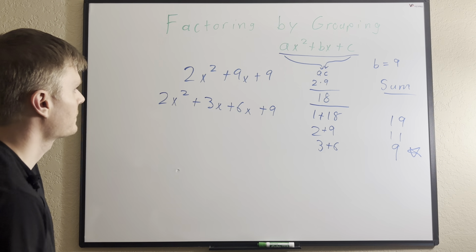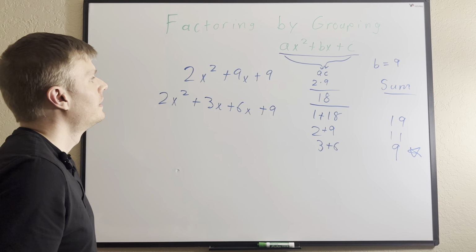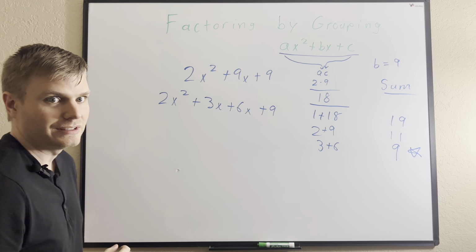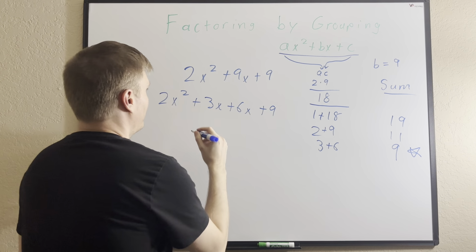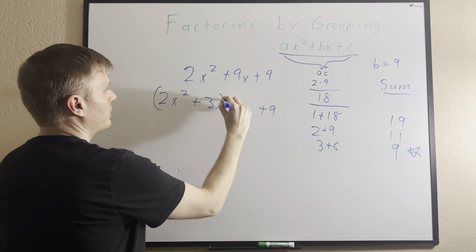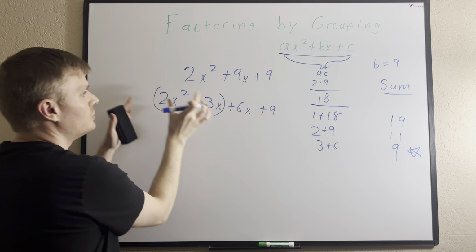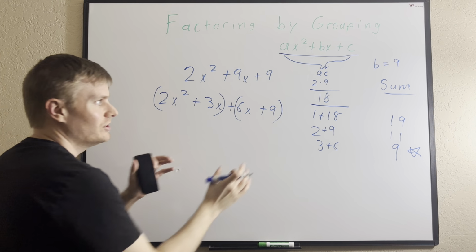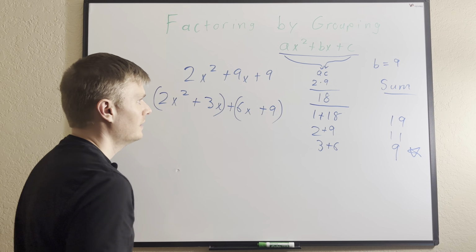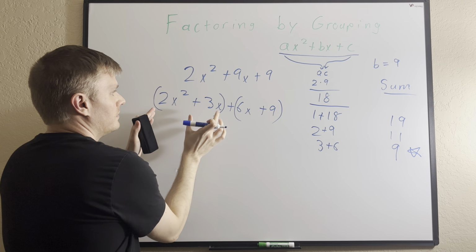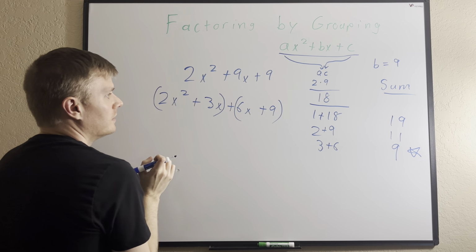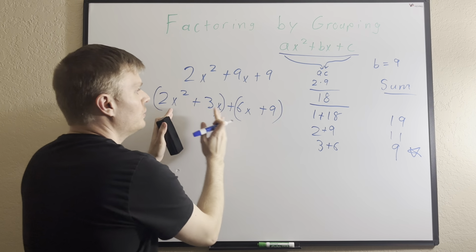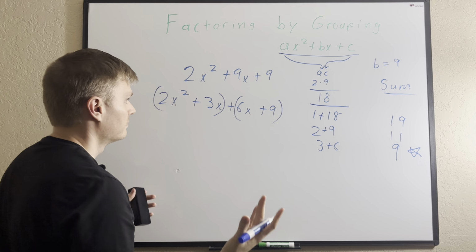Now, what's crazy is that we can group things together. This is the grouping part. We can take these two terms and just focus on getting the GCF, the greatest common factor, out of those, and focus on these two terms and just get the greatest common factor out of that one. So we're just splitting this 4-term polynomial into 2 binomials that are being added together.